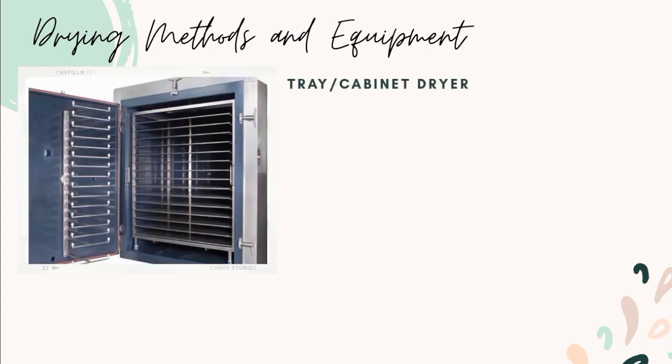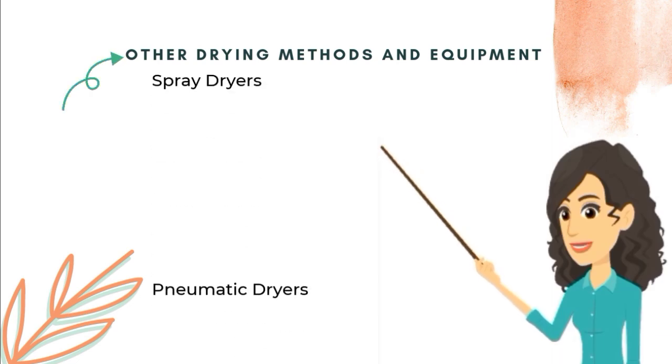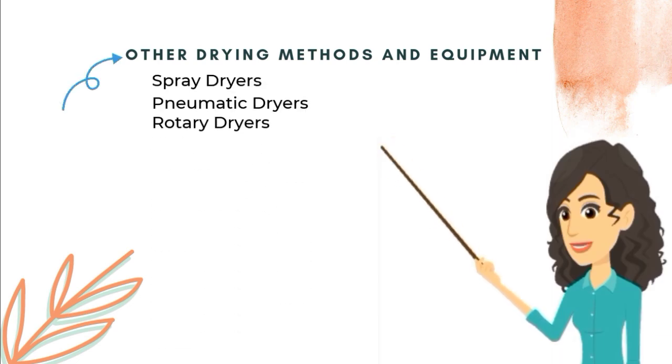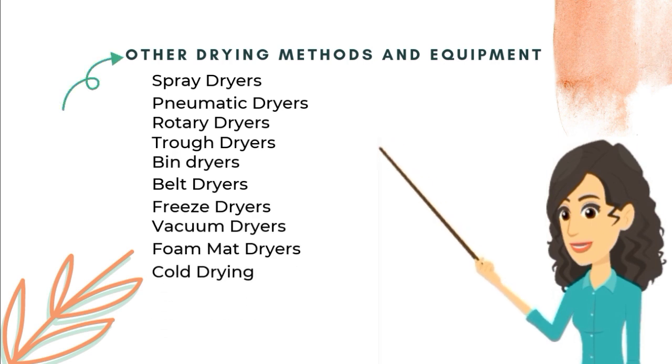Next we have tray or cabinet dryer. Tray dryers are used for batch drying of solid foods at small to moderate scale. They are inexpensive and simple to construct. Tray dryers consist of a closed compartment in which are placed trays containing the food to be dried. Other drying methods and equipment include spray dryers, pneumatic dryers, rotary dryers, trough dryers, bin dryers, belt dryers, freeze dryers, vacuum dryers, foam mat dryers, cold drying, and oil drying or fan frying.